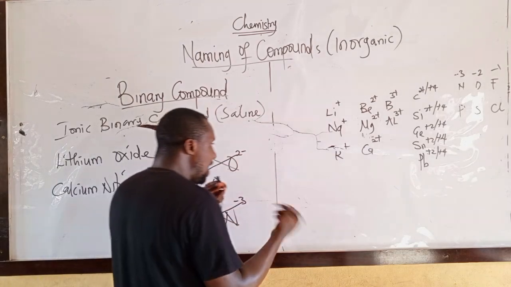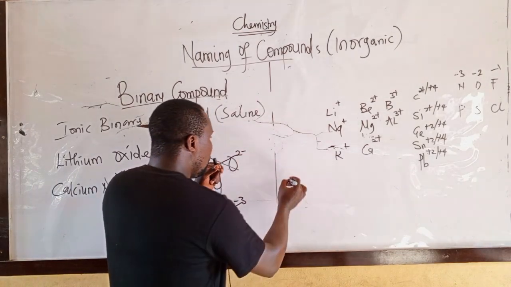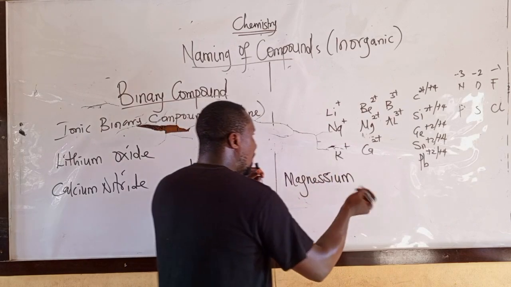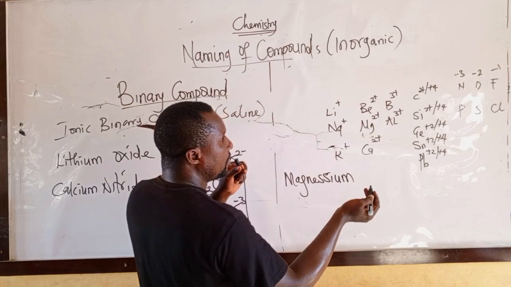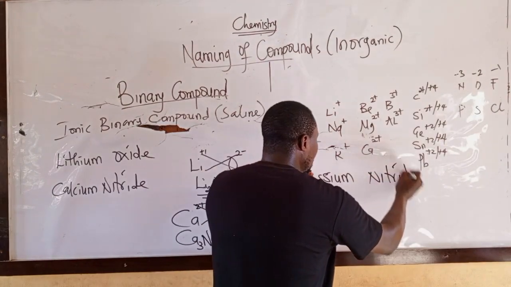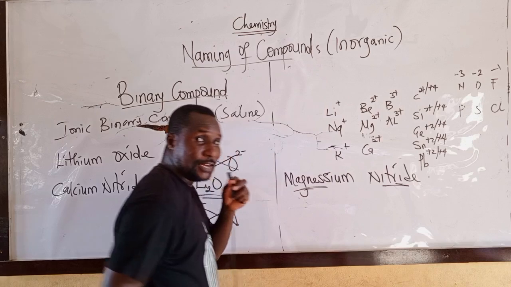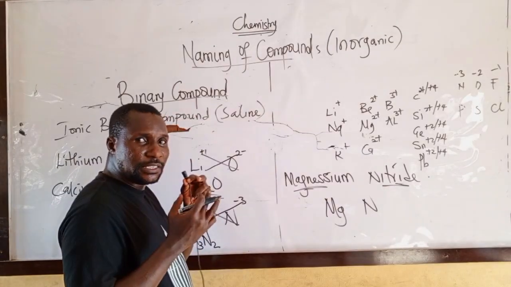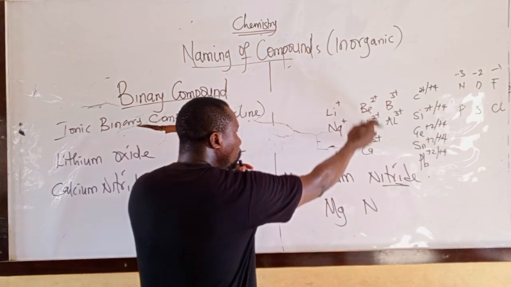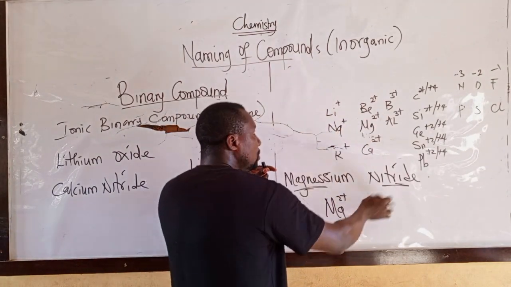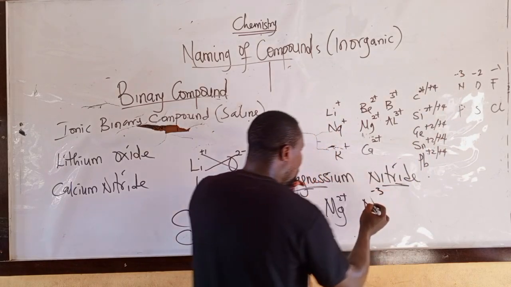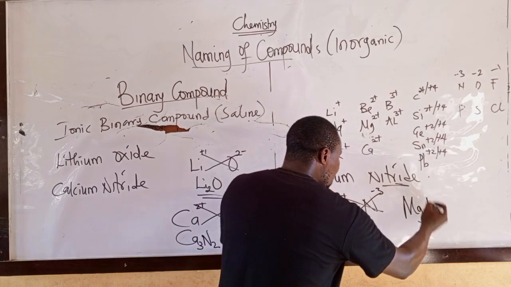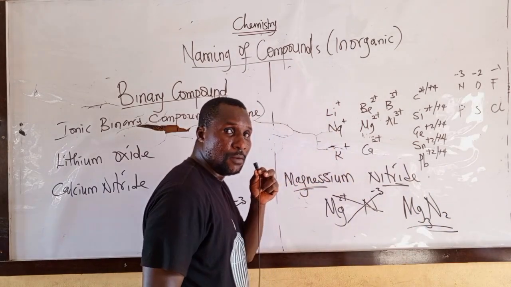If I ask you the chemical formula of magnesium nitride, that means magnesium and nitrogen. Magnesium, Mg. Nitrogen, N. You must quickly think it in your brain. Magnesium, group 2, oxidation number +2. Nitrogen, group 5, oxidation number -3. This one comes down here, this one goes down here. You have magnesium 3 and nitrogen 2. That is the chemical formula of magnesium nitride.